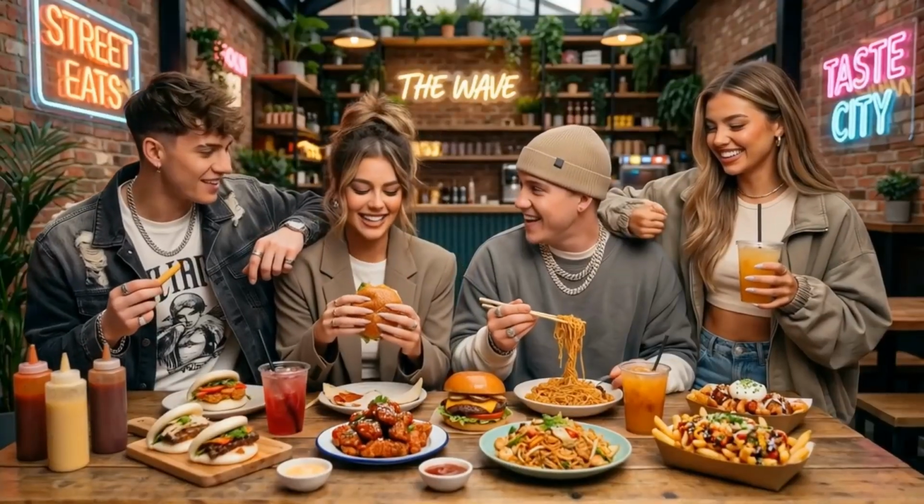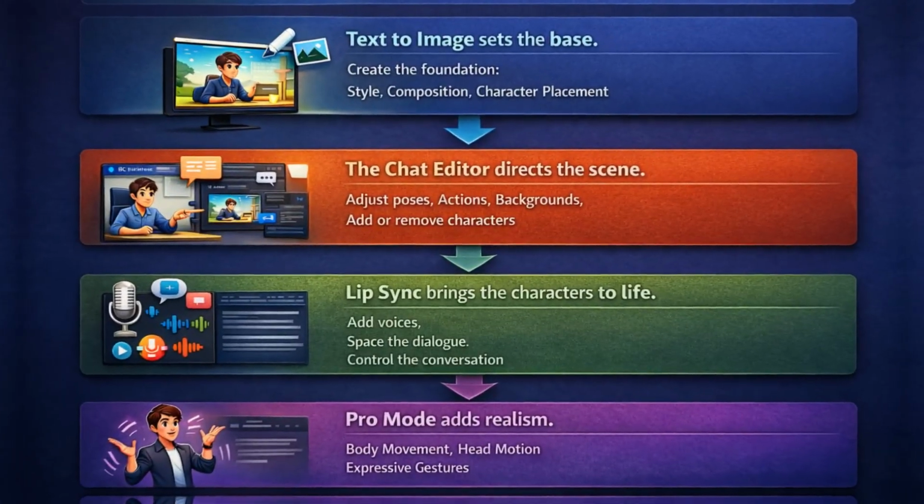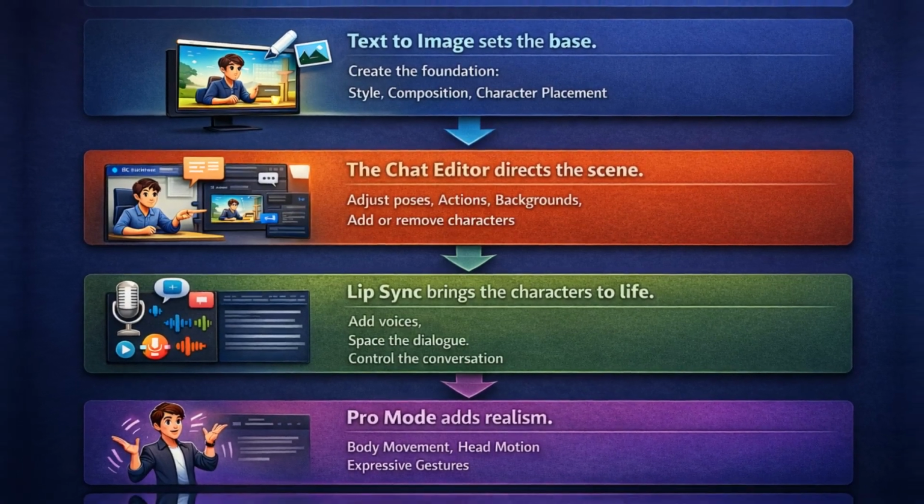At this point, you should notice how much time you're saving. You're not rebuilding images, you're not fixing broken sync, and you're not fighting the tool. You're directing it. Text to image sets the base. The chat editor directs the scene. Lip sync brings the characters to life. And Pro Mode adds realism. Once you understand this flow, multi-character animation becomes simple, repeatable, and scalable. This is how creators are producing more content without sacrificing quality.